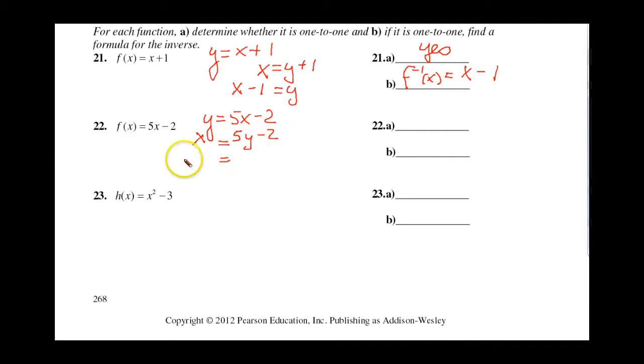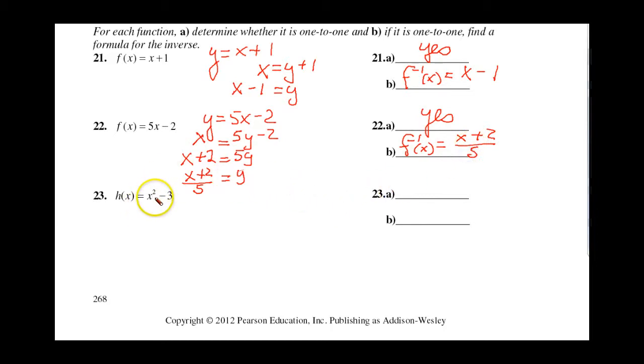We're going to solve for the y. This becomes x. As we bring that over, that's where I had my other error. It goes over as a positive 2, 5y. We then divide both sides by 5. I'm going to do that mentally. And we get y equals x plus 2 over 5. So this is a yes. And this is going to be inverse notation equals x plus 2 all over 5.